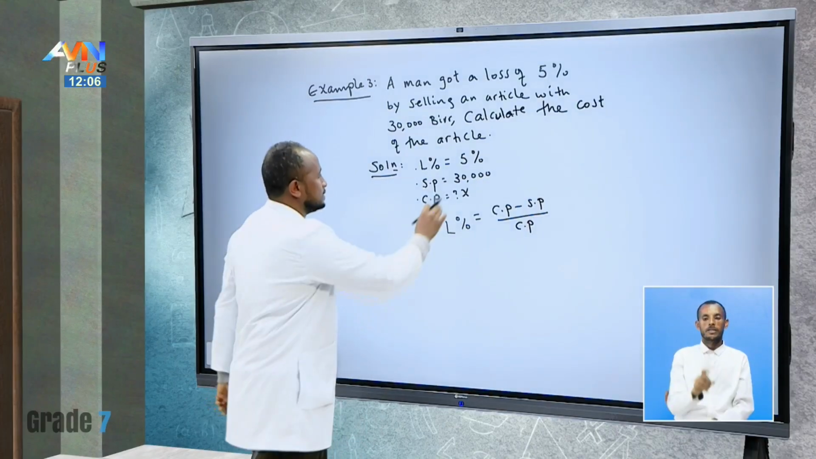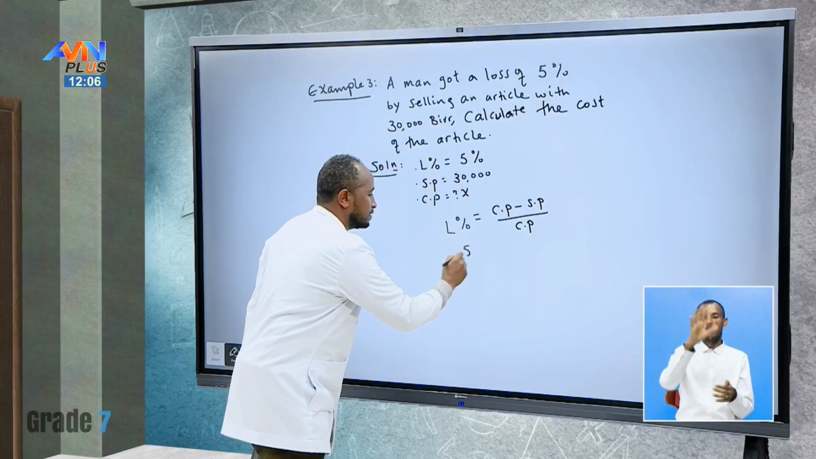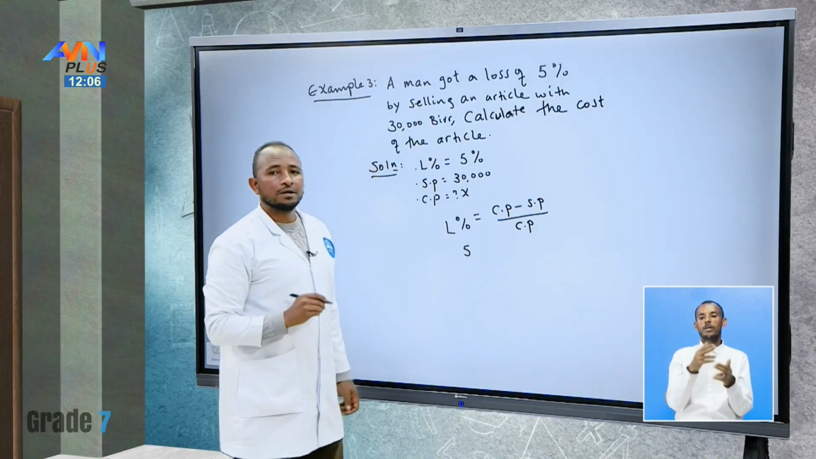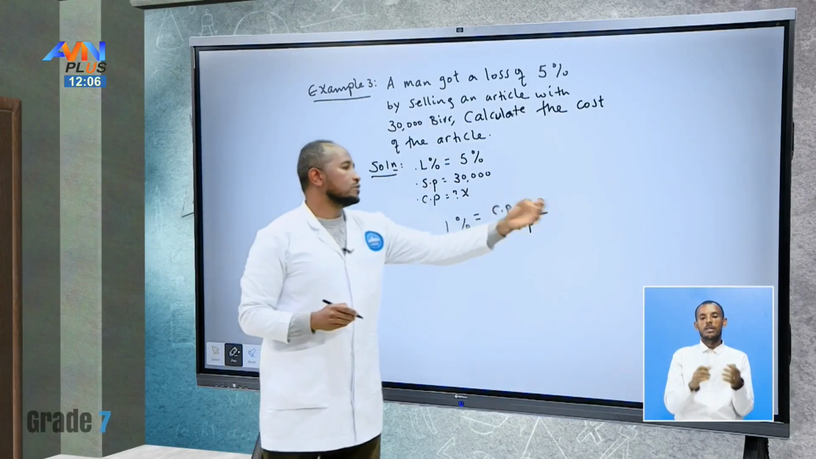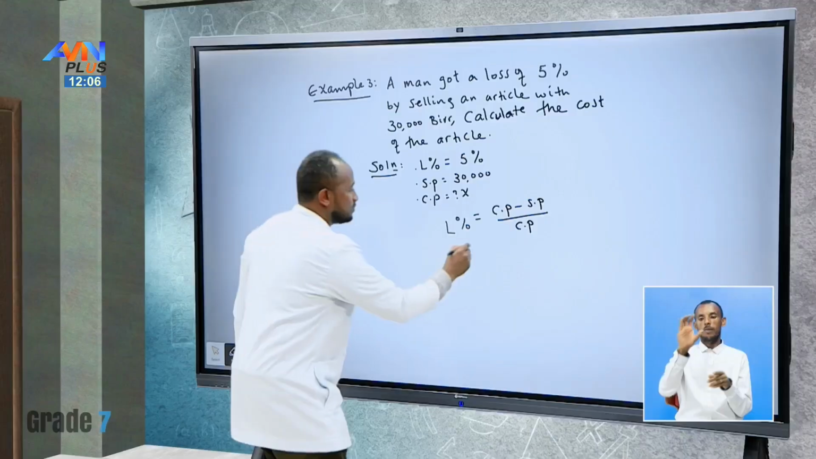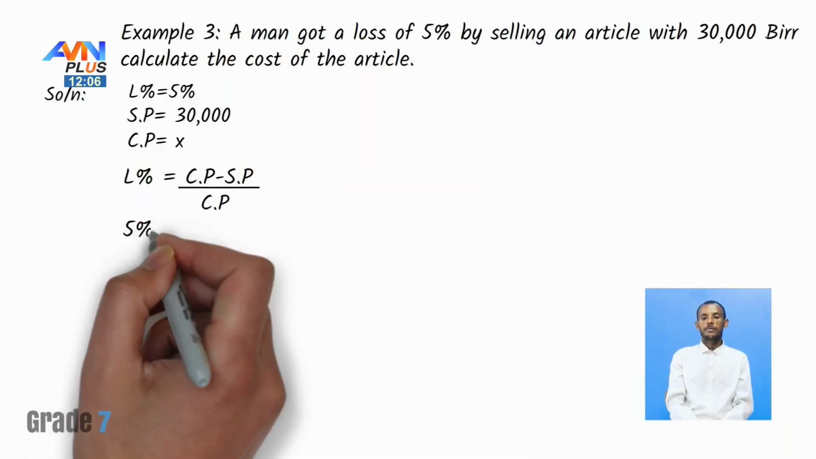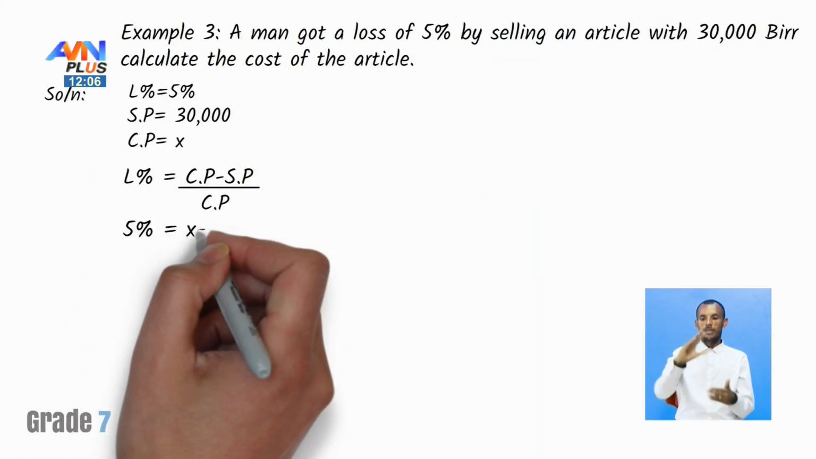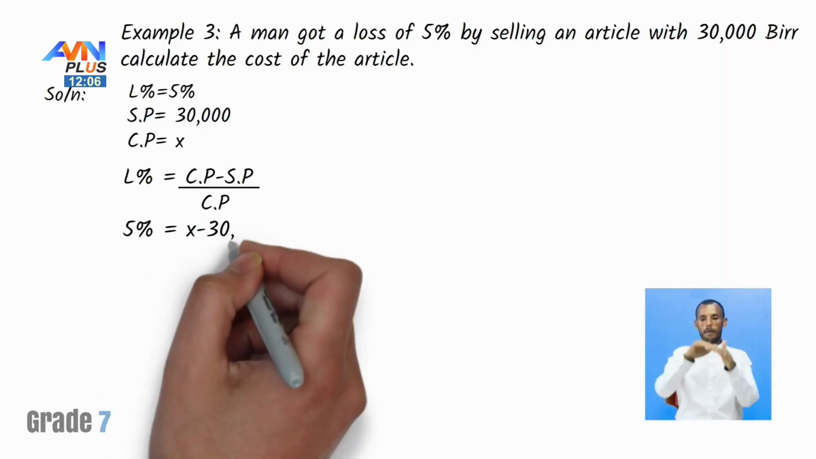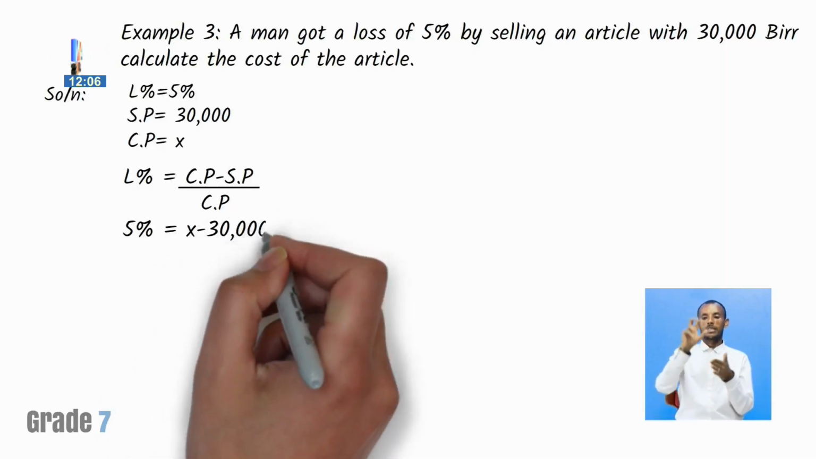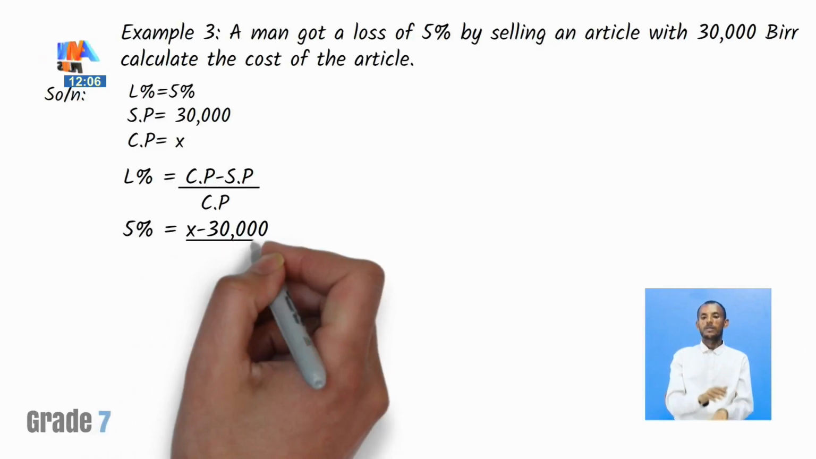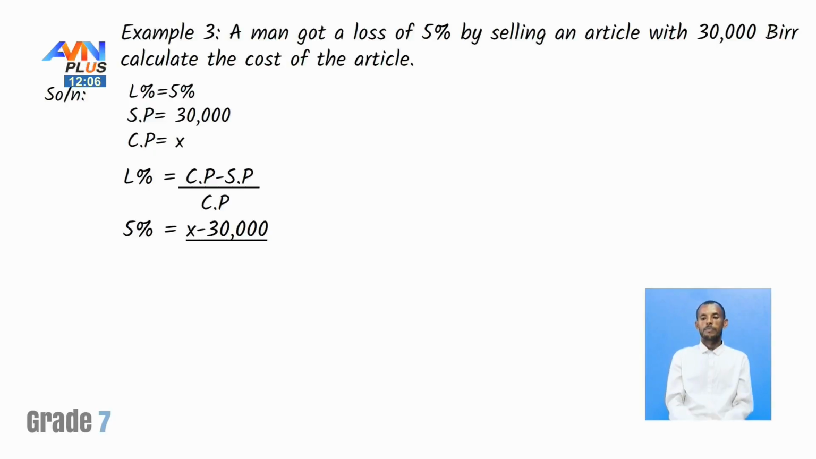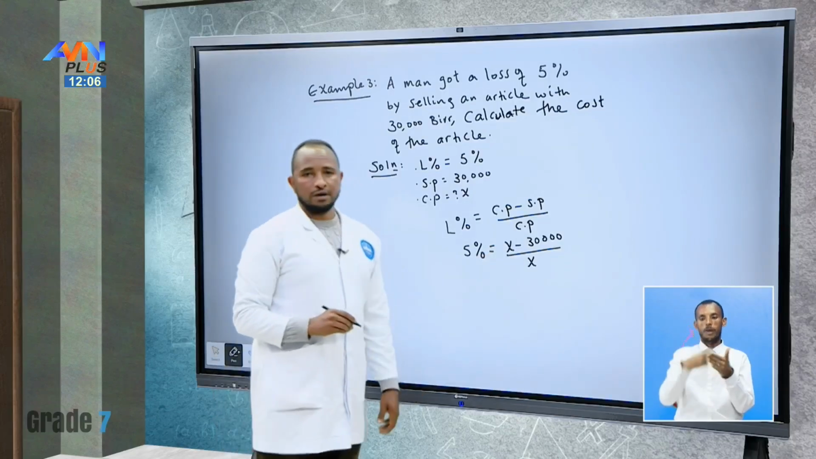So, loss percent is 5%, as given here. No need of multiplying by 100% here, because we are not changing this one into percent. Since the loss percent is given, don't use 100% here. So 5% is equal to the cost price, which we assume to be x, minus the selling price. How much is it? It is 30,000, divided by the cost price we assume to be x.